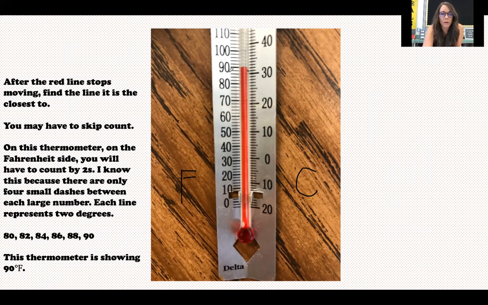On this thermometer, on the Fahrenheit side, you will have to count by twos. I know this because there are 4 small dashes between each large number. Each line represents 2 degrees. So for example, here's 80, 82, 84, 86, 88, 90. All right, so that's the Fahrenheit side. I'm going to have to skip count. So this thermometer is showing that it's 90 degrees Fahrenheit.